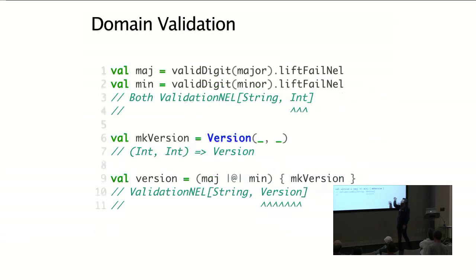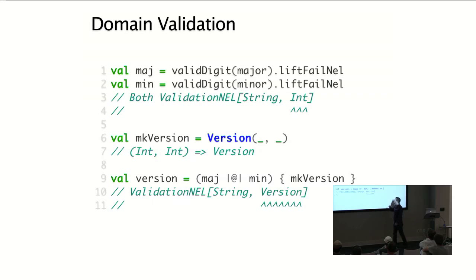So we validate the major part, and we turn the failures into a list just to make it easier to collect the failures later. We do it on the minor, so they're both this Validation[String, Int]. And then there was the thing in the function part, which is like a function that takes in two ints and produces a version.